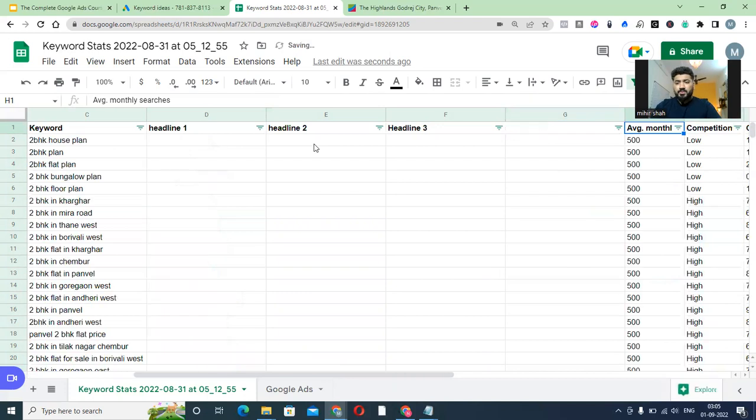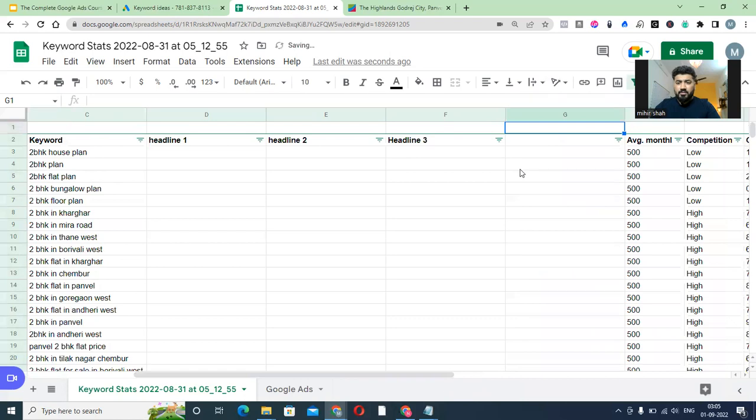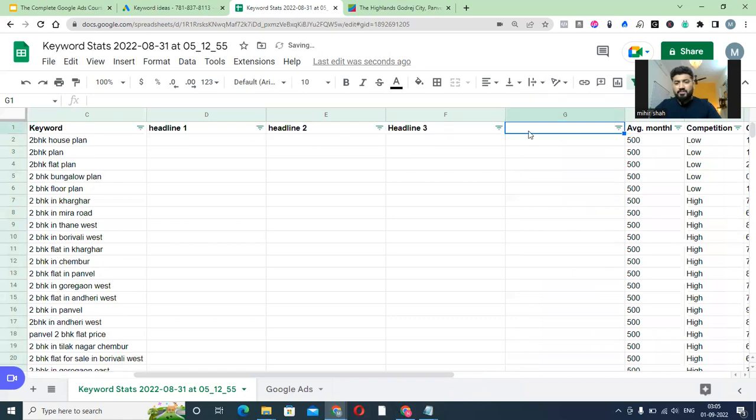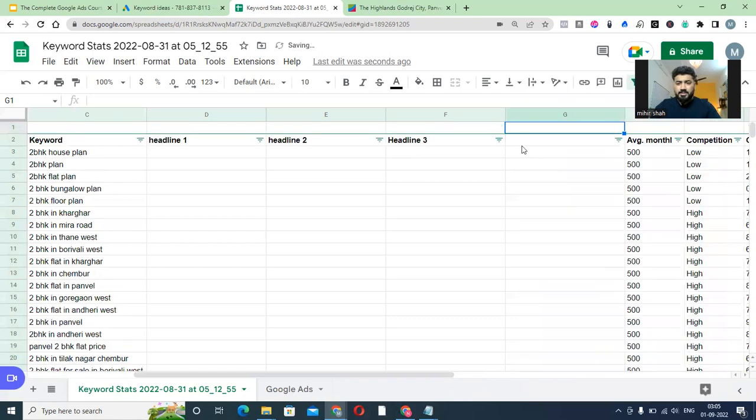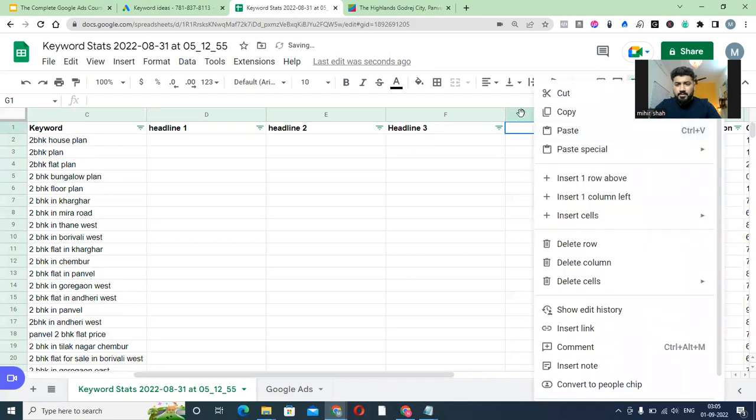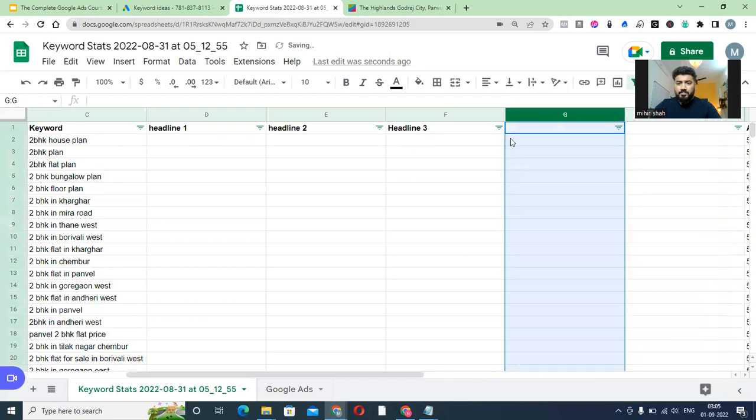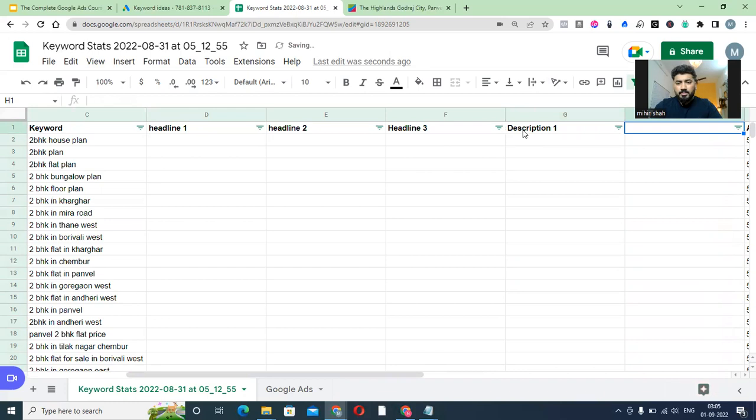What I'm doing right now is something that I'll walk you through in a little bit. But for now, all you need to do is just keep following these steps and insert, my bad, yep, insert these columns. Description 1 and 2. Now what I am trying to do here is create our first ad.